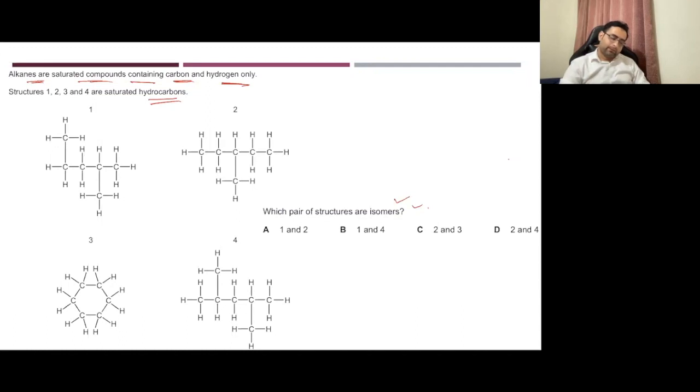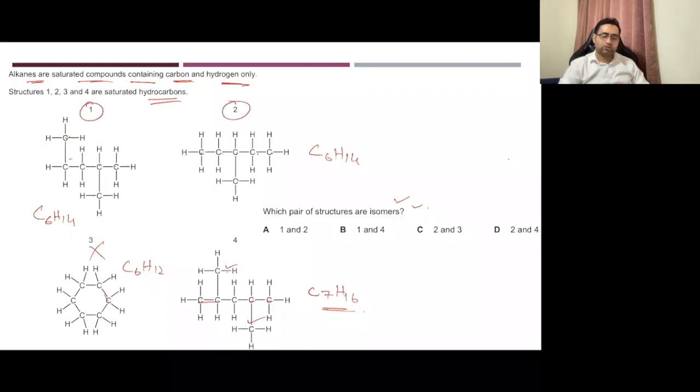Now, if you see, check their molecular formula. This has 1, 2, 3, 4, 5, and 6 carbons. This is C6H14. 1, 2, 3, 4, 5, and 6, this is again C6H14. This is C6H12, so this cannot be. And number 4 has 1, 2, 3, 4, 5, 6, and 7 carbons, so this is C7H16. So which two compounds are isomers of each other? Compound 1 and 2 are isomers of each other.